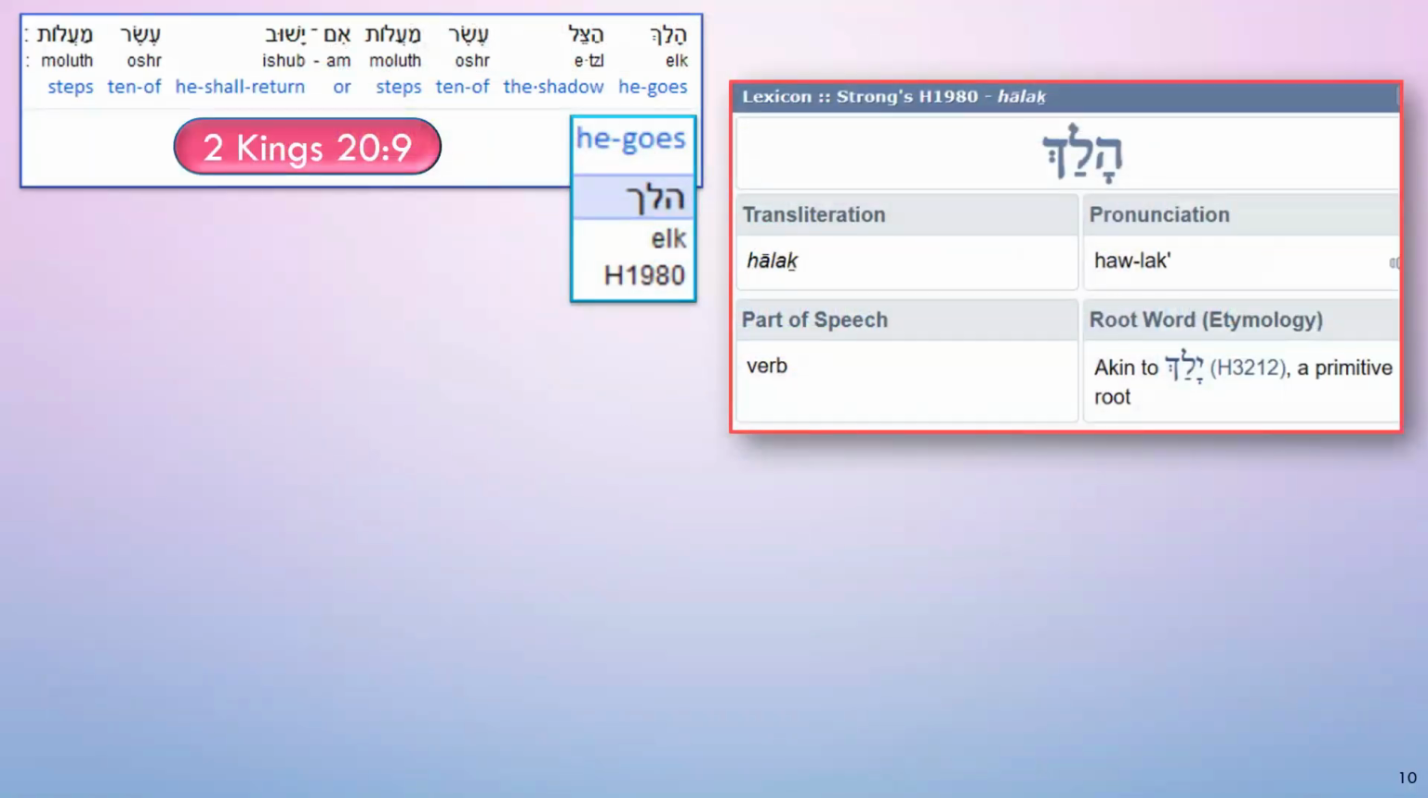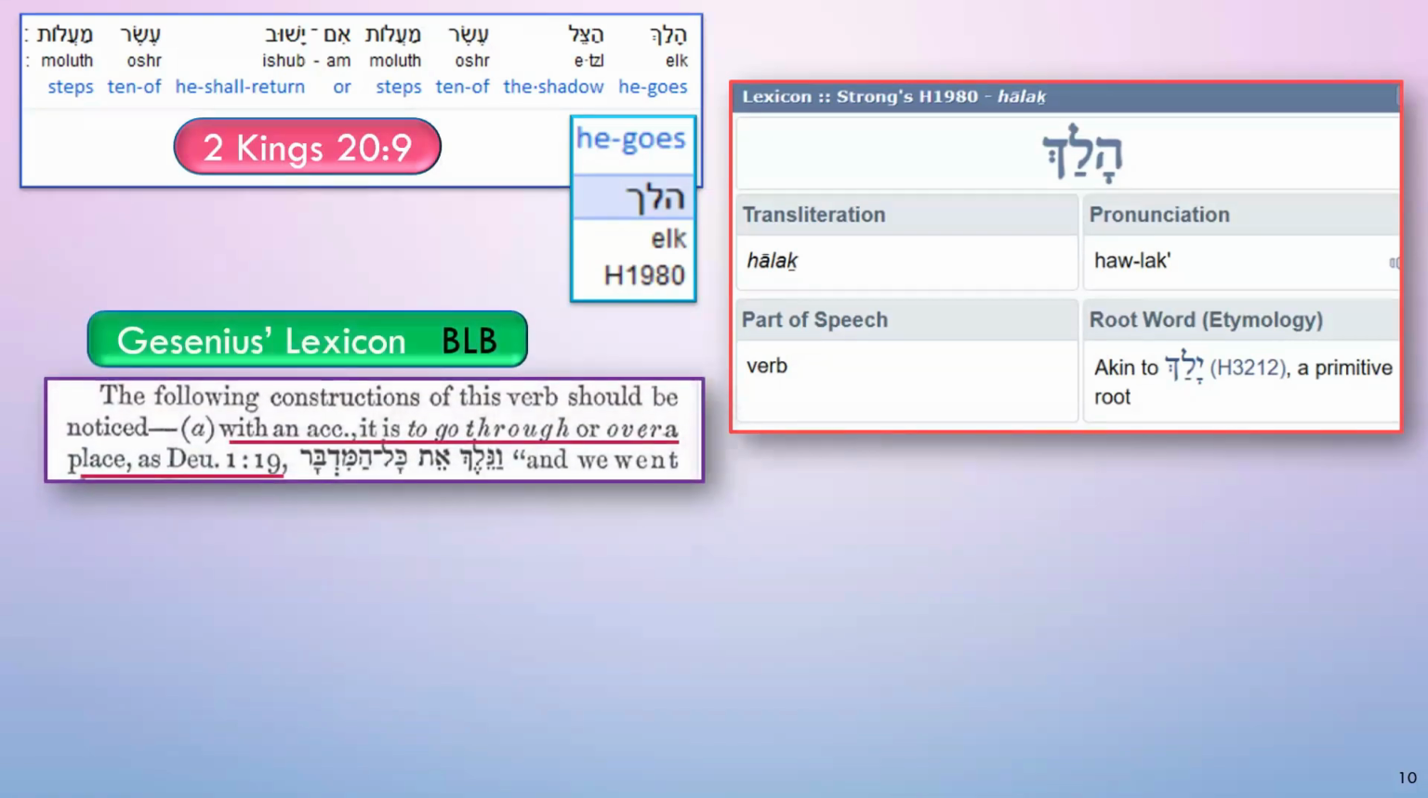Continuing with 2 Kings 20, verse 9, and the word halak. This is from Gesenius' lexicon. I got this out of the Blue Letter Bible. Did a screenshot with it. The following constructions of this verb should be noticed. With an accusative, it is to go through or over a place, as in Deuteronomy 1:19. For an example, if you want to look that up.